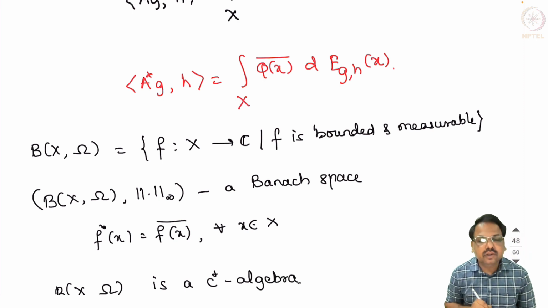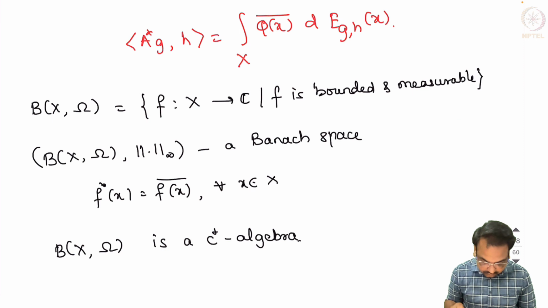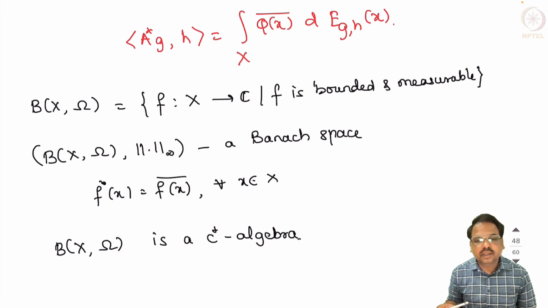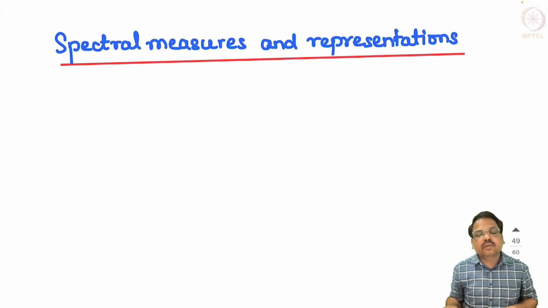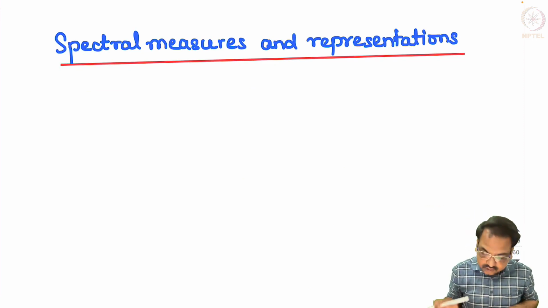Now we want to show that given any spectral measure on (X, Ω, H), we can get a representation on B(X, Ω). Okay, so today we are going to discuss spectral measures and representations.